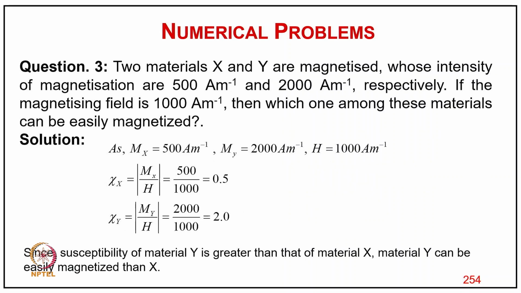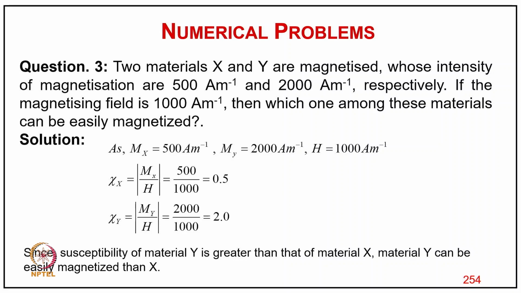Now question 3, two materials X and Y are magnetized whose intensity of magnetism are 500 ampere per meter square and 2000 ampere per meter square respectively. If the magnetizing field is 1000 ampere per meter, then which among the two materials can be easily magnetized?